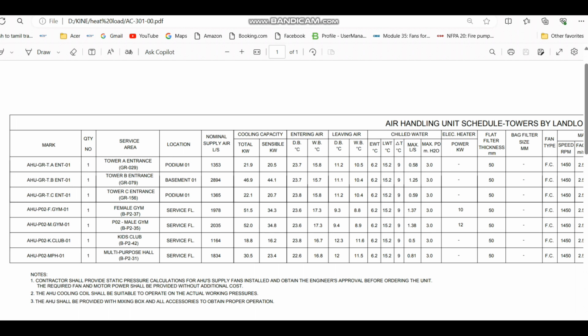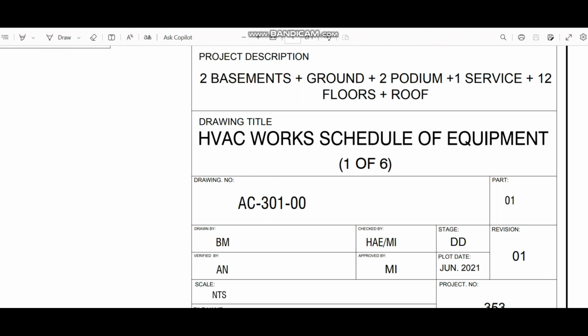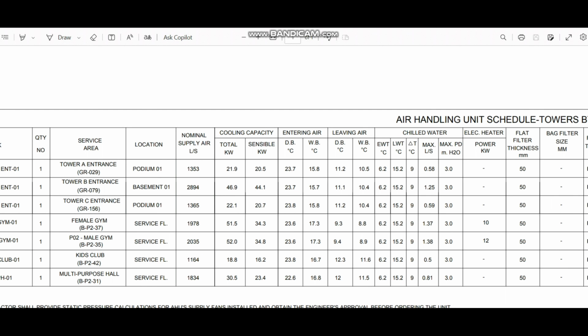So this is a high-rise building HVAC unit schedule. In this project, we have 14 AHUs, 11 FHUs and around 800 FCUs. The project has two basements, one ground, two podium, one service and the following 12 floors, and all the units are located on the roof. And there is no chiller, I mean no air-cooled or water-cooled chiller.